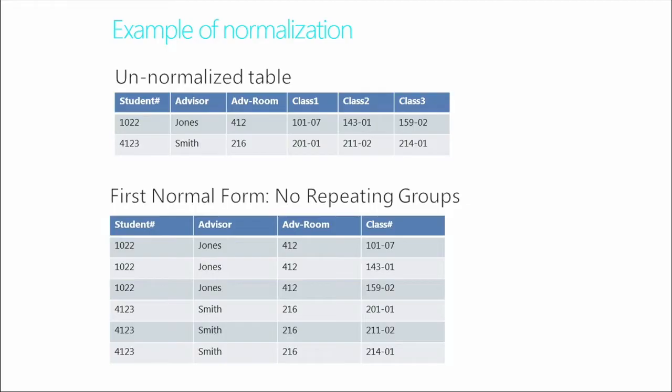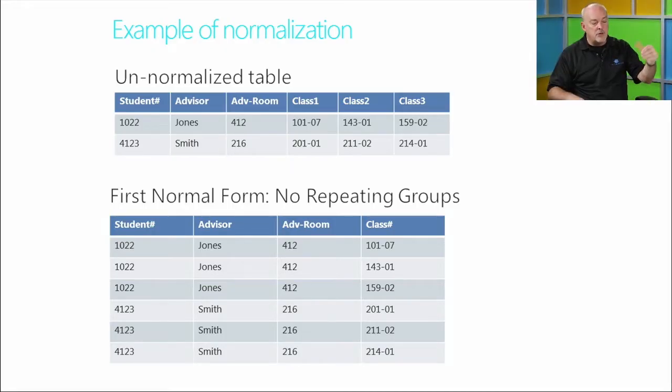We're going to implement first normal form first, then second, and then third, and you'll see what we have as a result. If you remember correctly, the first normal form is no repeating groups in that table. So notice what we've done here. We've taken class 1, 2, and 3, which is a repeating group, and now we're going to have the student three times. We have student 1022 with the same advisor, the same advisor room, and a different class number. So you can see we got rid of the repeating groups, but now we've got some redundancy. We're going to address that in the second normal form.